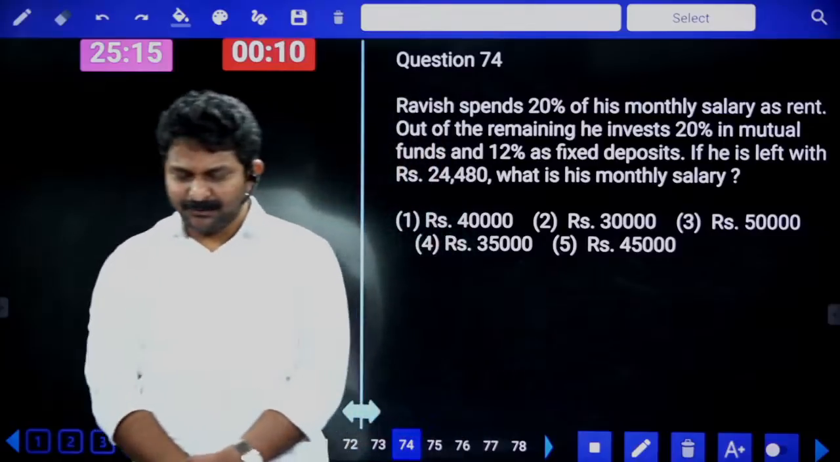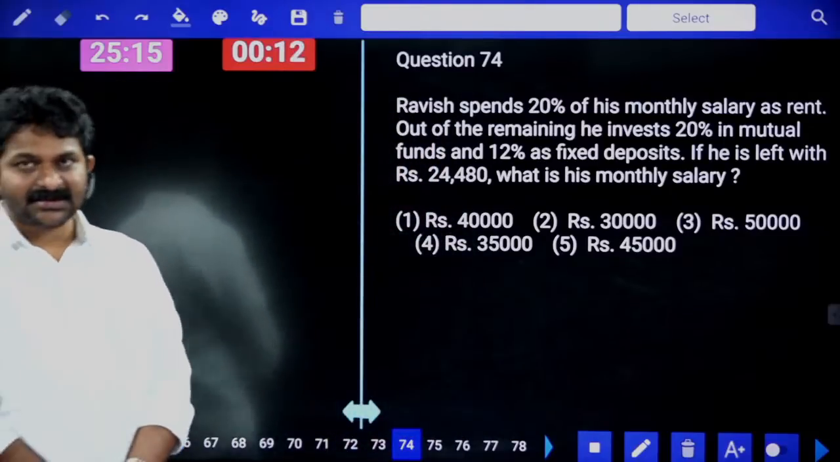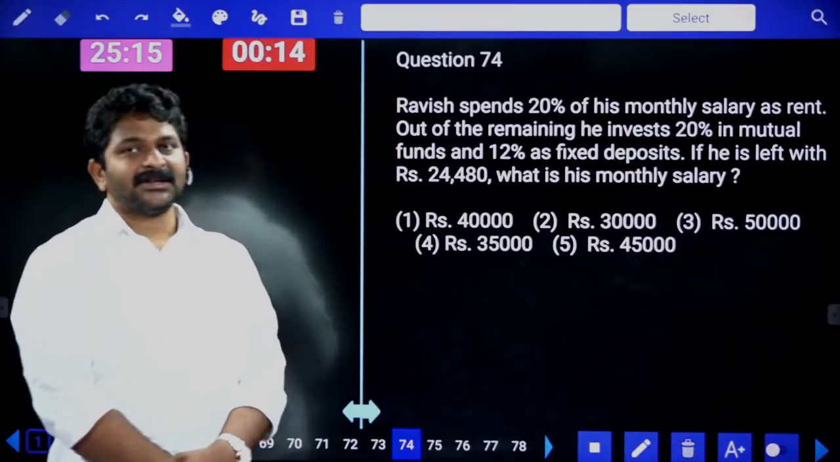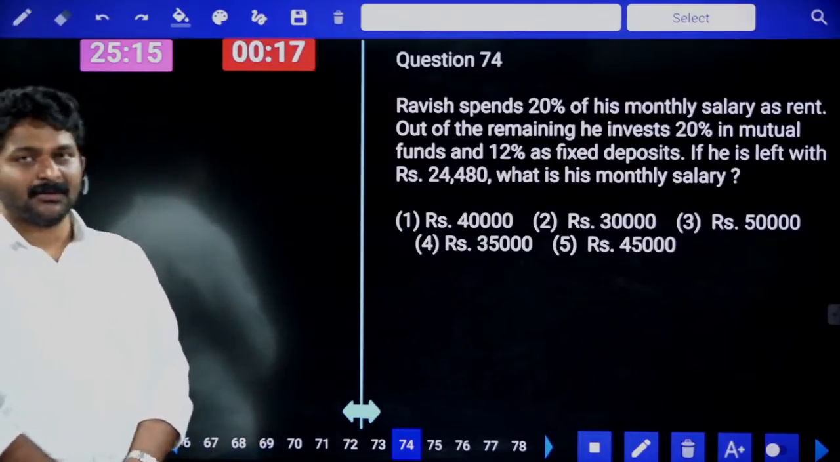Destination banker, that depends purely on your interest. Few people may start with reasoning, few people may start with quant.